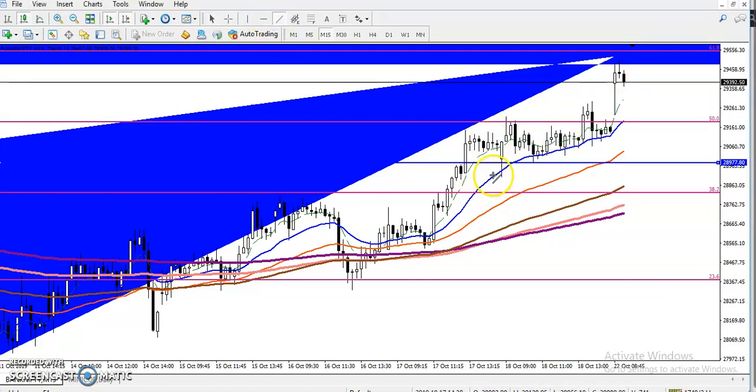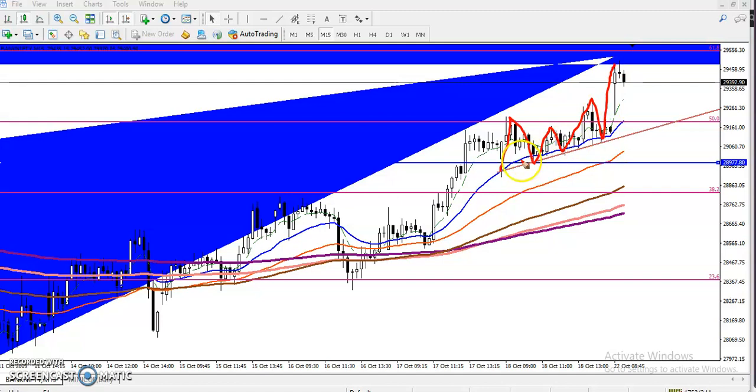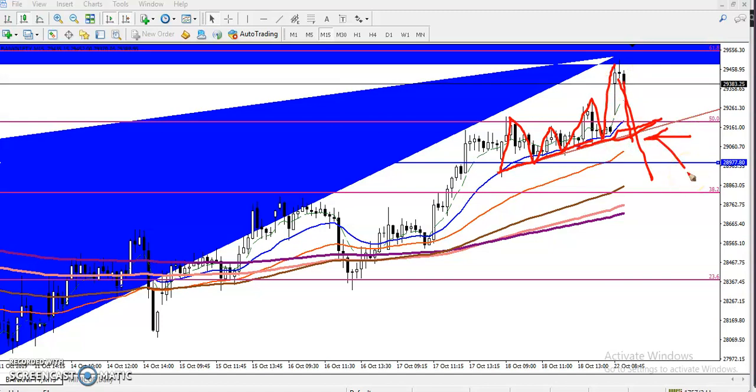So I'm going to draw here by connecting this point. Have you seen? I just connected more touches area here, bounce, right? Bounce and bounce. So we have seen this is a trend line in between this area. For the sell, we must wait to break this trend line, right? So if they break this trend line, we can go for a short, right?